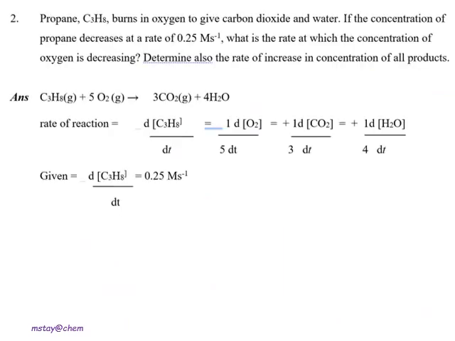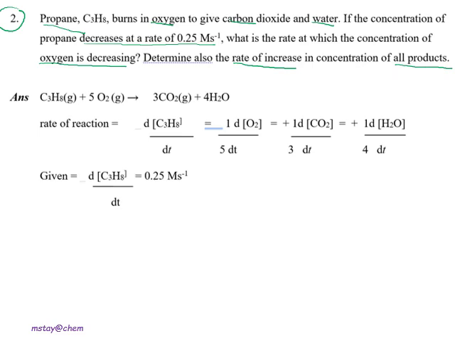Now let's proceed to tutorial question number 2. Propane burns in oxygen to give carbon dioxide and also water. If the concentration of propane decreases at the rate of 0.25 molar per second, what is the rate at which the concentration of oxygen is decreasing? And then determine the rate of increase for all the products.